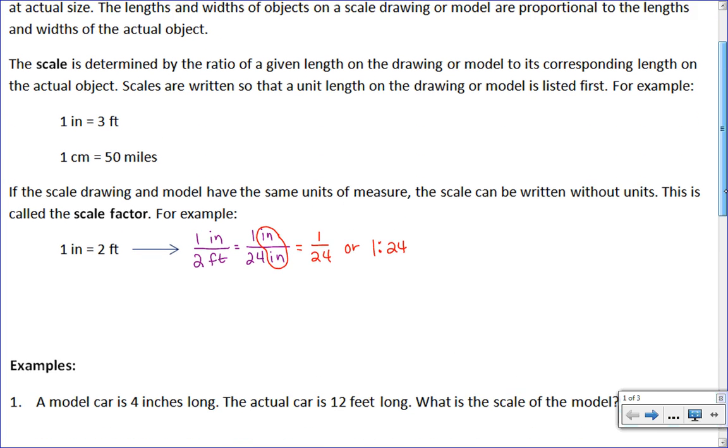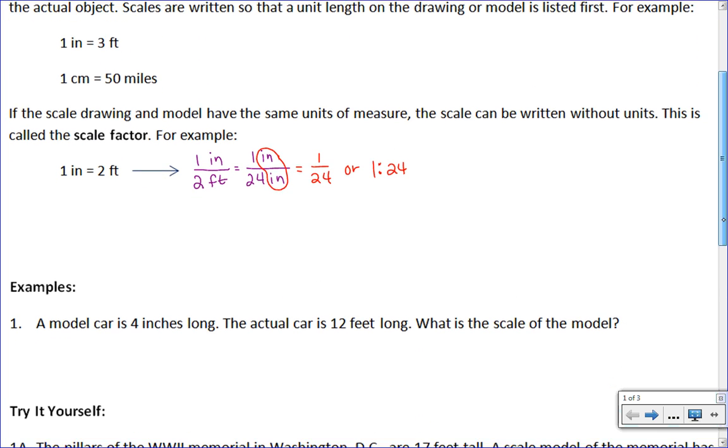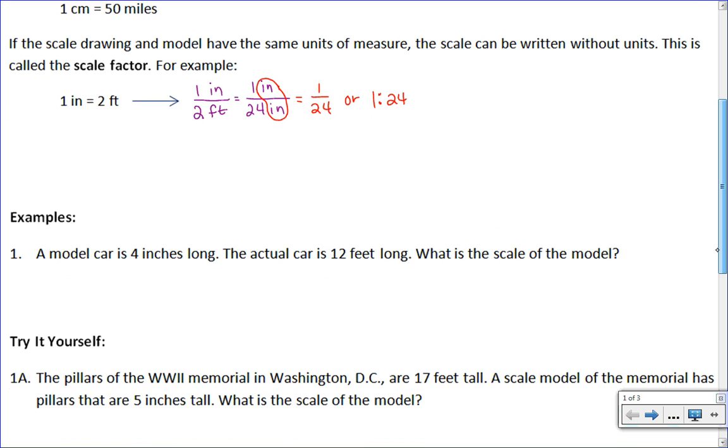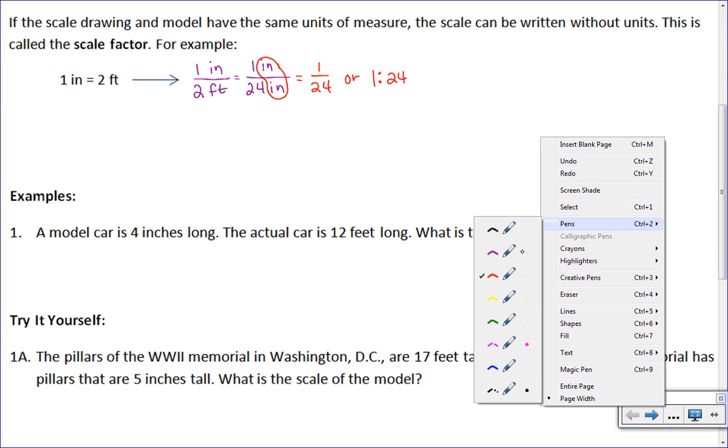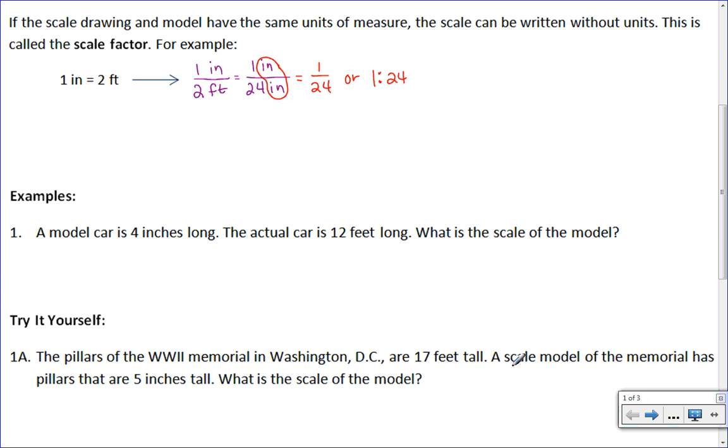Okay, so let's take a look at some examples. The first one says a model car is 4 inches long. The actual car is 12 feet long. What is the scale of the model? Okay, so the model is 4 inches. The actual car is 12 feet.